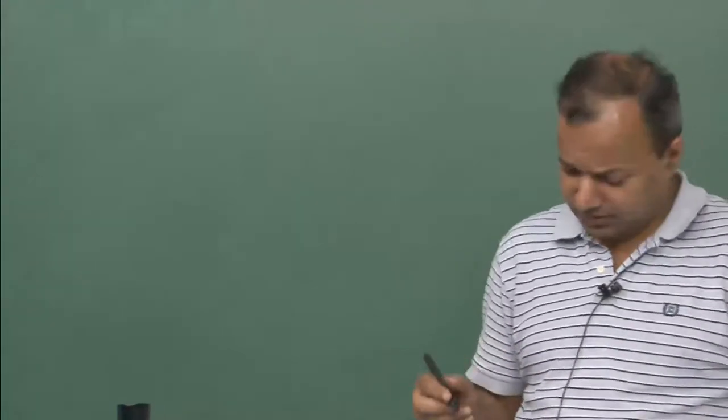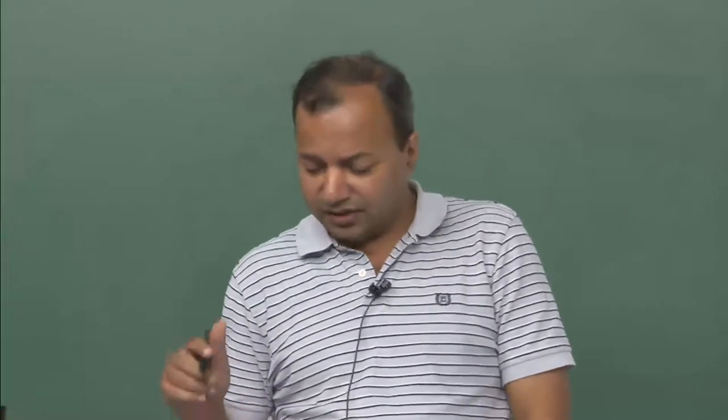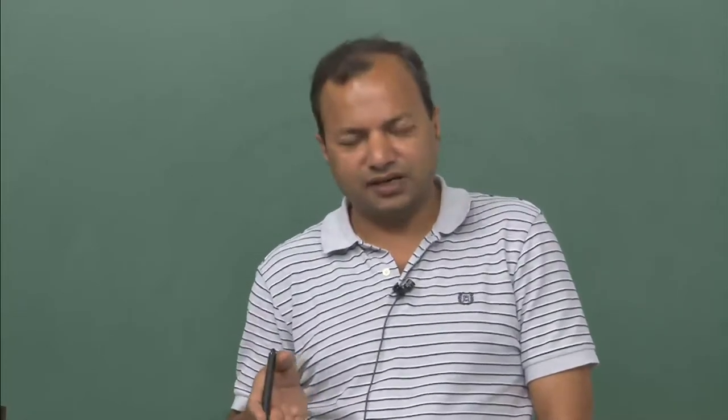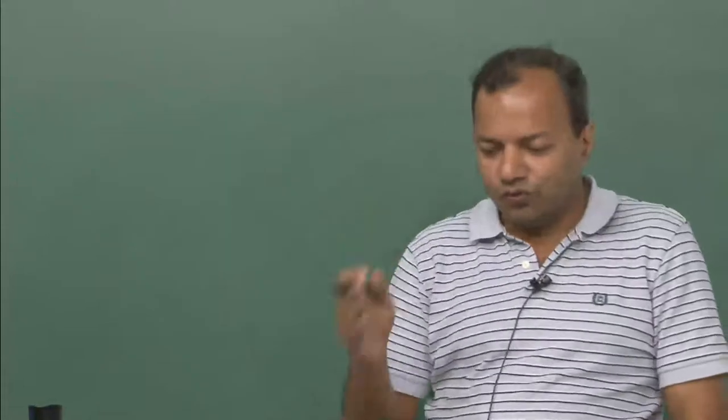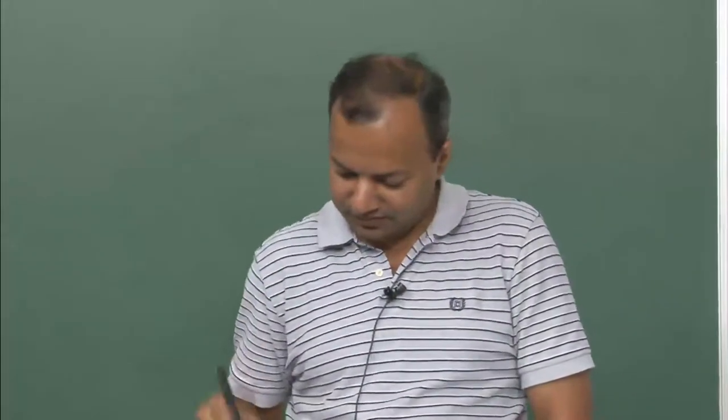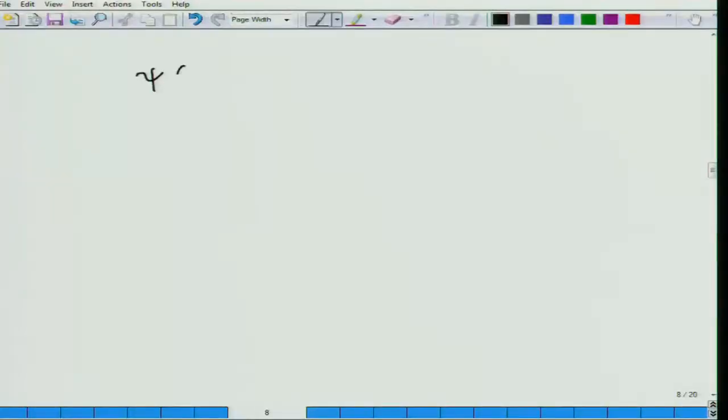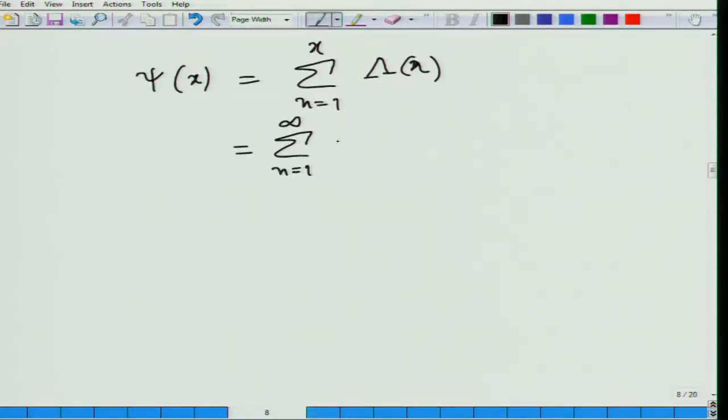Okay, this point is clear. So, this tells us that if I can get a good estimate on psi x, we get a good estimate on pi x. Whatever is the estimate for psi x divided by log x, that gives a very, very good estimate of pi x as well. So, we restart the whole thing with psi x in place of pi x. So, now psi x is summation n going 1 to x, lambda n, sorry. This is same as summation going from 1 to infinity, lambda n delta x by n.